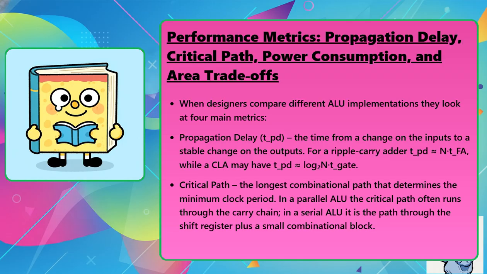Critical path - the longest combinational path that determines the minimum clock period. In a parallel ALU, the critical path often runs through the carry chain. In a serial ALU, it is the path through the shift register plus a small combinational block.